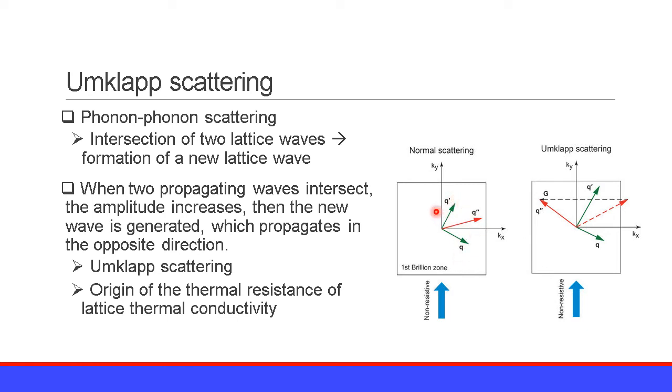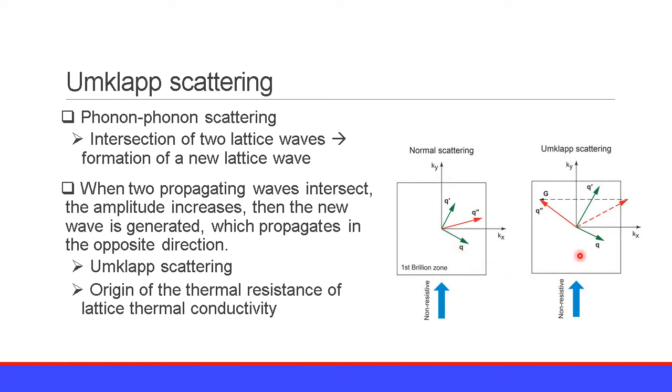The intersection of these two lattice waves produces another lattice wave, Q double prime, whose wave vector is the sum of the wave vectors of Q and Q prime. In this case, the total momentum is held. Therefore, this lattice phonon scattering does not work as a thermal resistance of propagation of lattice wave.